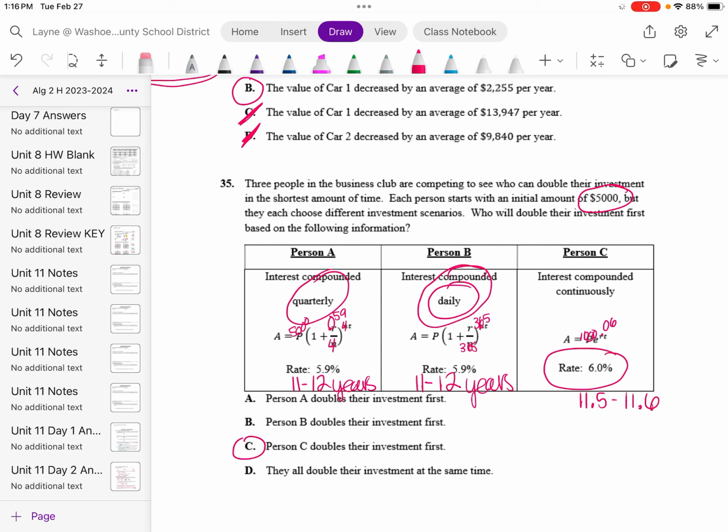And then we would want to go and compare that to these ones. But the fact that this has the best rate and compounded continuously is going to be a slight advantage over compounded daily. There's really no way that C can't be the best option.